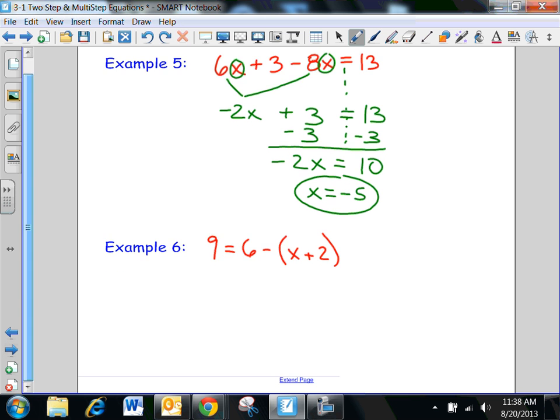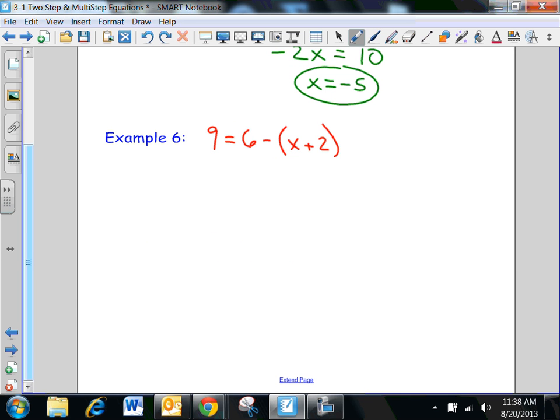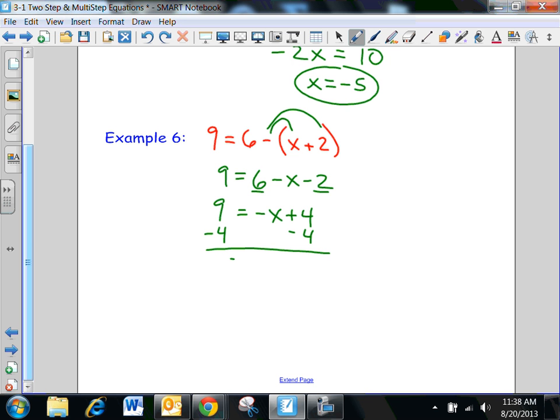And the last example is example 6. And here I have a negative sign in front of the parentheses. So I have to distribute that and get a new problem. 9 equals 6 minus x minus 2. And then I have constants on the same side. So I can combine 6 and negative 2 to be 4. And I'm going to reverse the order here and say negative x plus 4. So now I can subtract the 4 from both sides. I get 5 is equal to negative x. So x is equal to negative 5.